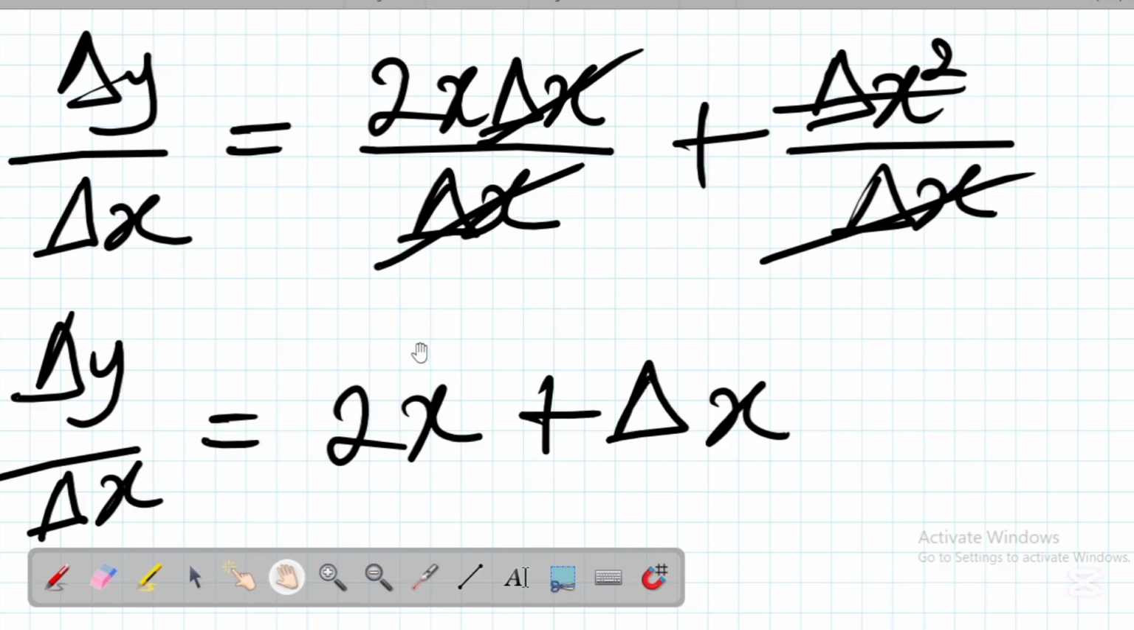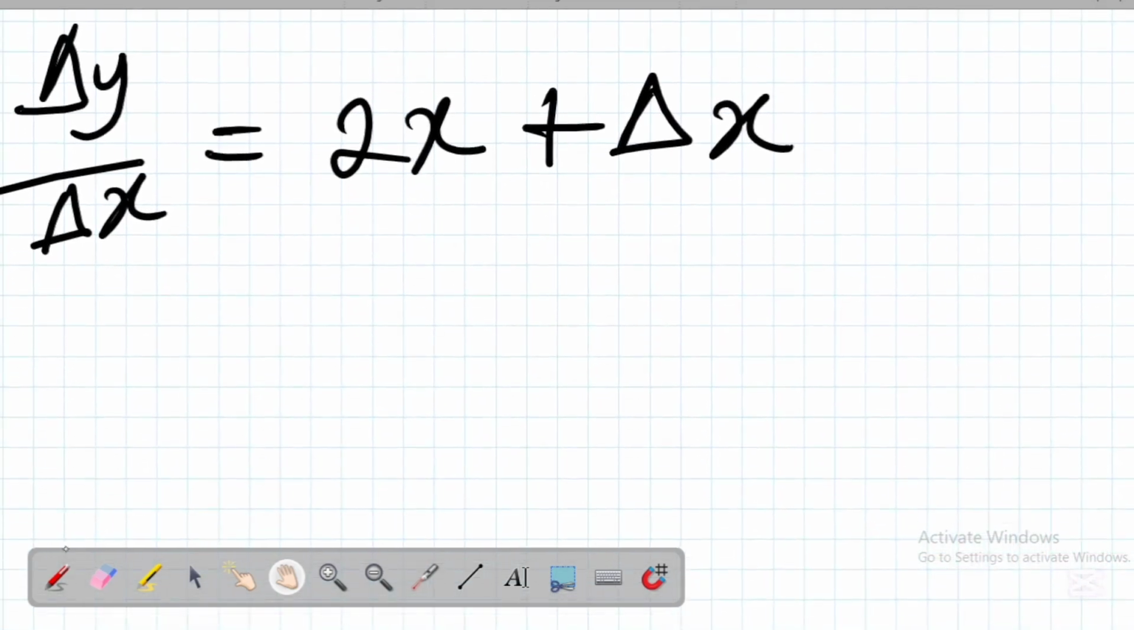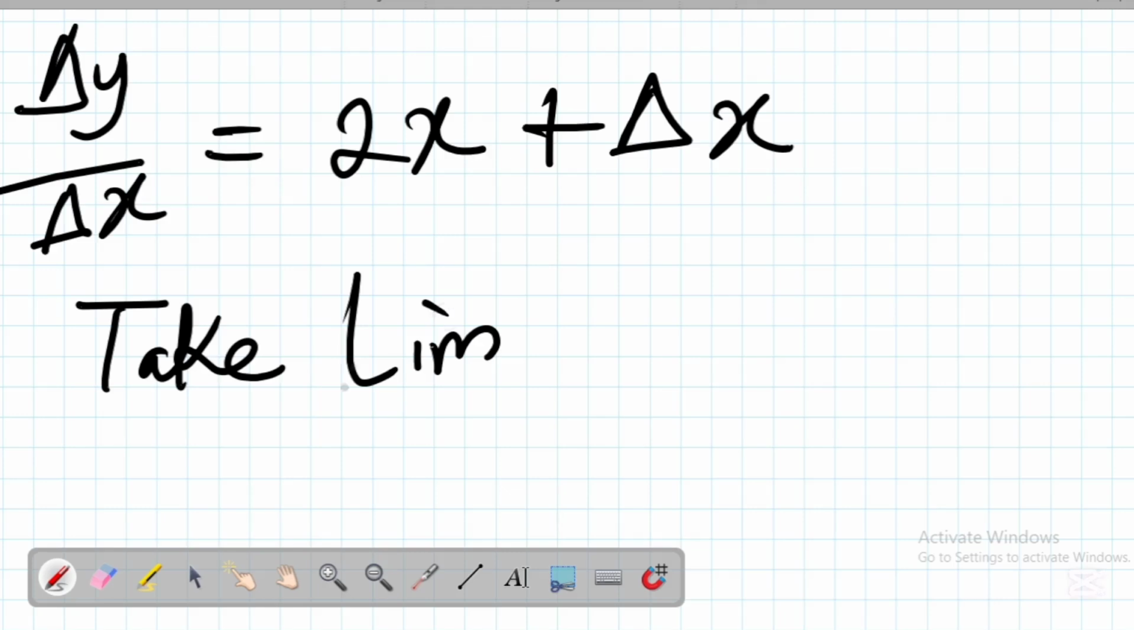Now note this, whenever you get to a point where you have change in y all over change in x at your left hand side and you still have change in x at your right hand side, the next thing to do is to take the limit as change in x tends to 0. So take the limit as change in x tends to 0.